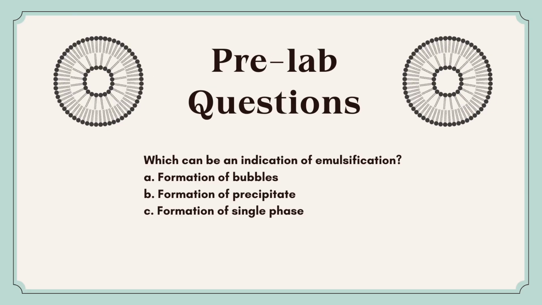Pre-lab question 3. Which can be an indication of emulsification? A. Formation of bubbles, B. Formation of precipitate, C. Formation of single phase. The answer is C. Formation of single phase. Emulsification is the process of mixing two immiscible phases with the help of an emulsifier, according to Awad et al. 2012.